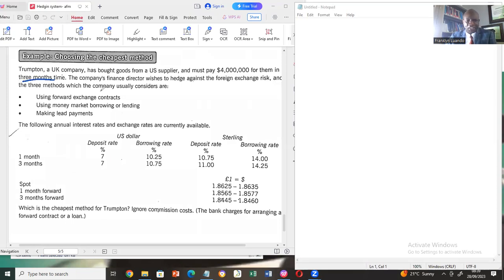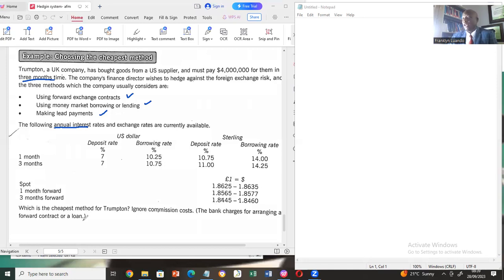The company's finance director wishes to hedge against foreign exchange risk, and the three methods which the company usually considers will be, I've already explained that method, that method, that method. The following annual interest rates and exchange rates are currently available.